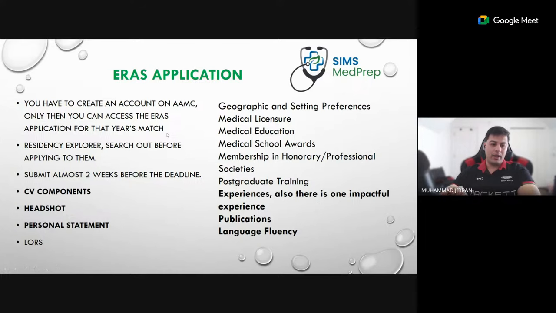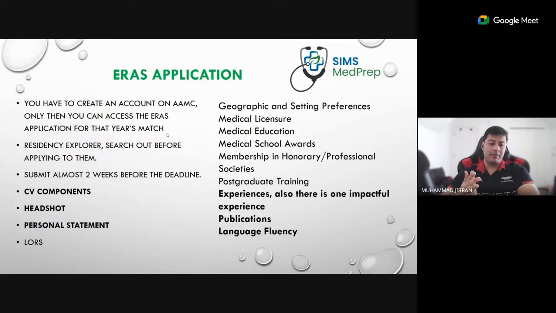And the CV components on ERAS include your headshot, like what you mostly see on Twitter or any other platform, and people put that whenever they're applying for the match. And the personal statement is the main thing. It has many components in it, like why you went to medical school, what really inspired you to be a doctor, why you chose whatever specialty you're going in, why you're applying to that specific program, and why you should be the preferable candidate for that.